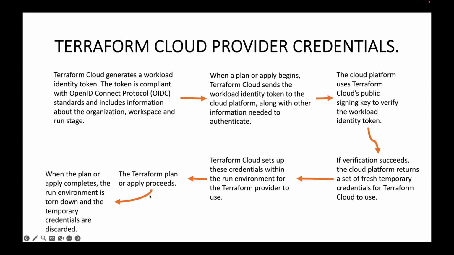And once the plan or apply is completed, the temporary credentials will be destroyed, and again the cycle will continue on the next run. So let's say again if we want to run the plan or the apply, again your Terraform Cloud will use this workload identity token, go to the cloud, generate the credentials, give it to Terraform Cloud, and Terraform Cloud will use that to run the plan or the apply for us. Okay, so this is how your dynamic credentials will work.